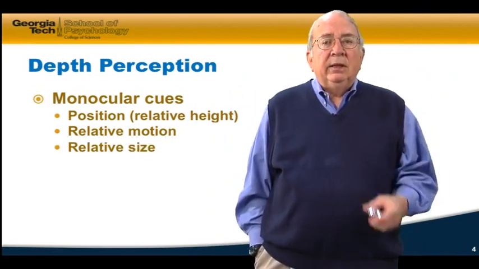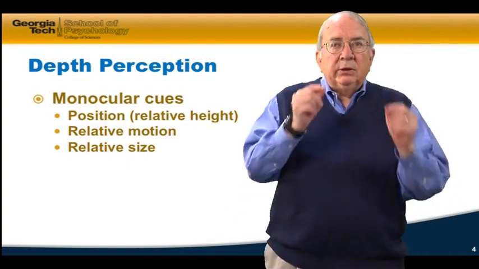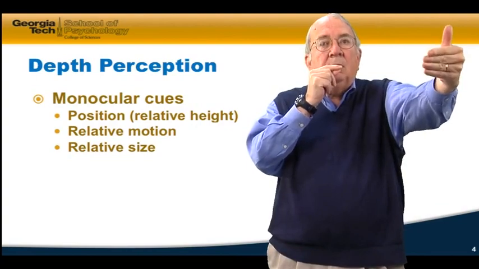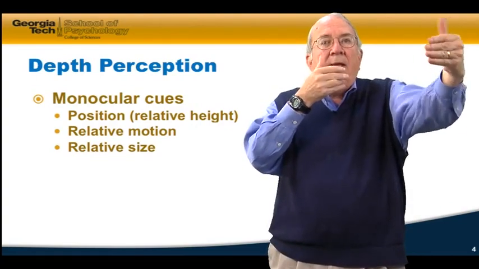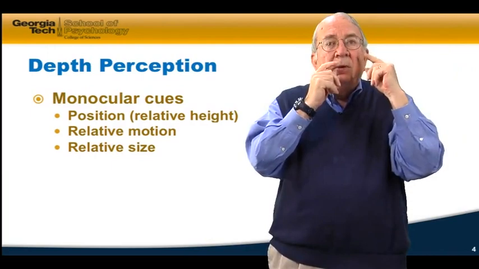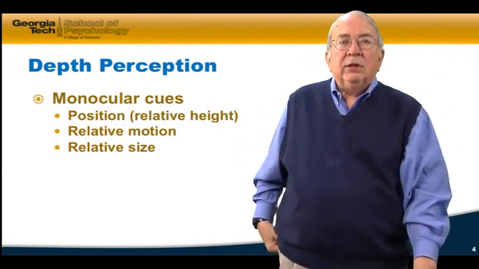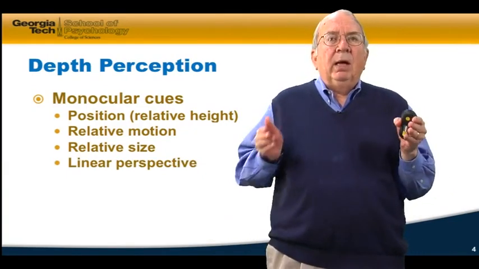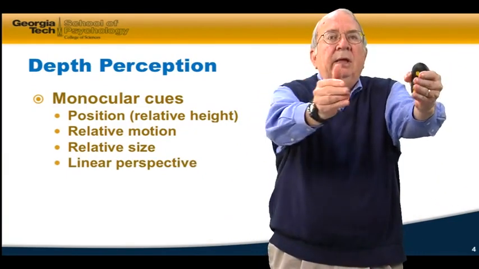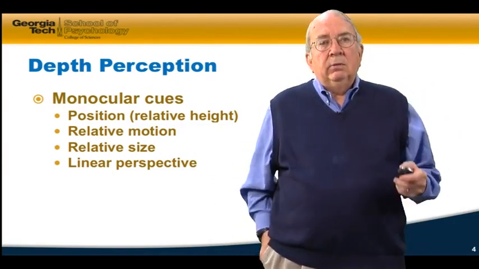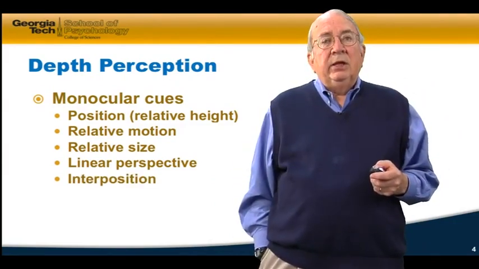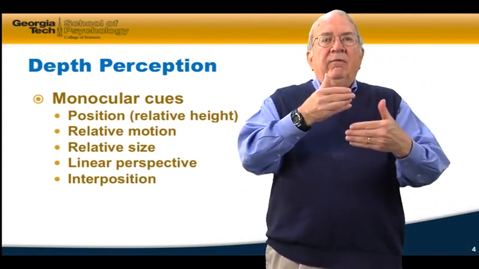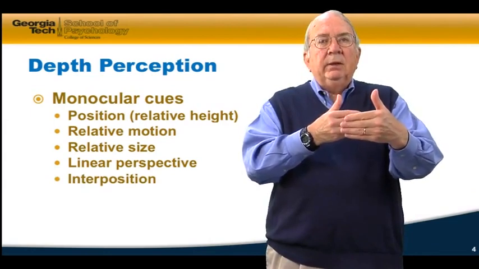Also, relative size. If you have two retinal stimulations that are exactly the same, but one is seen as being further away, it's going to be bigger, because if it's further away and it's causing the same sensation on my retina, it must be bigger. Linear perspective is the fact that if you have parallel lines going into the distance, they become closer together. Then there's interposition, the fact that if an object is closer to me, it's going to be in front of an object that's further away.